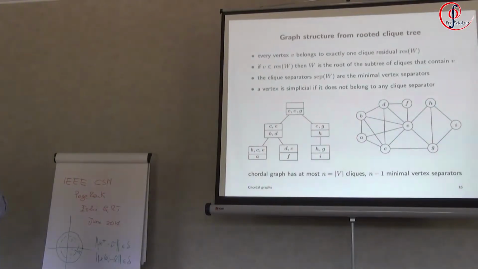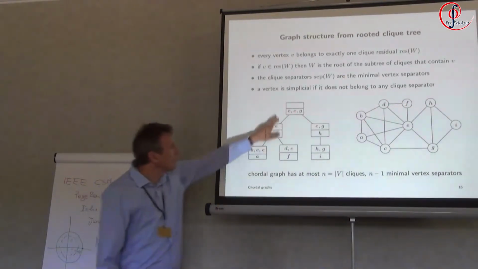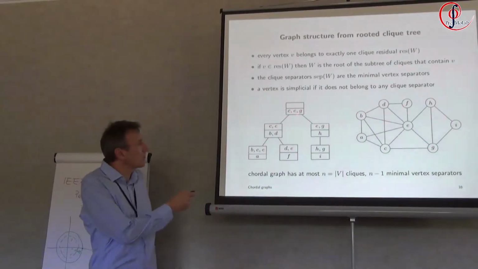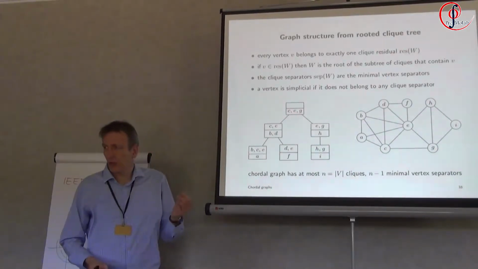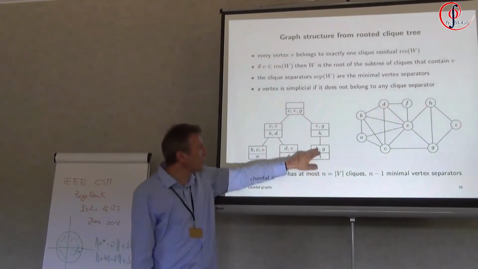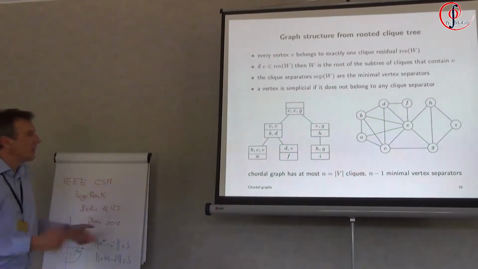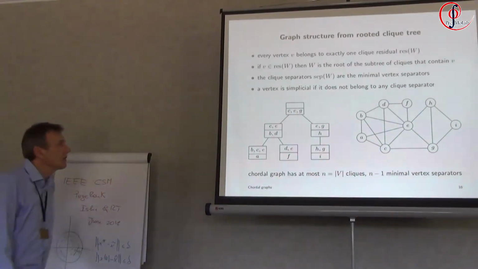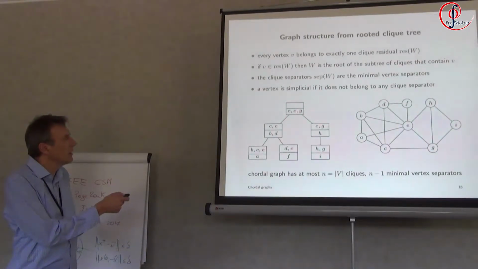So every vertex belongs to exactly one residual. That follows from the induced subtree property. If you pick, for example, vertex E, and suppose there is another clique that also contains E in a residual, then E must be an element of every clique on the path between those two, by the induced subtree property. So it cannot be an element of this residual, it has to be in the separator. In any case, there's a simple proof why these sets partition the vertex set. For example, here C is in the residual of this clique, which is the root of the subtree of cliques that contain that vertex.